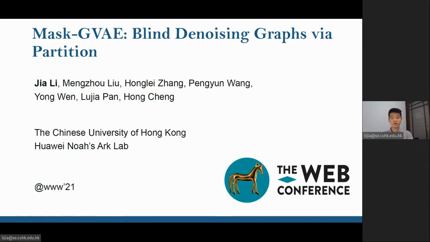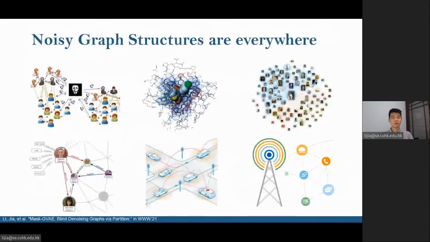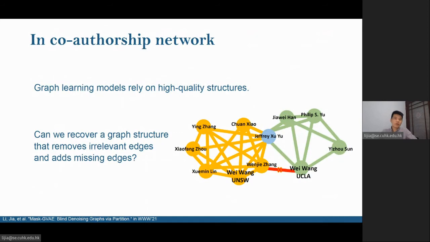As many of you know today, noisy graph structures are everywhere. To name a few, in transaction networks, noisy connections could be introduced by non-existing transactions. In social networks, the graph's noise could be introduced by missing friendships. Let's take a look at one specific area, a co-authorship network, in which we connect two authors if the two have the same publications.